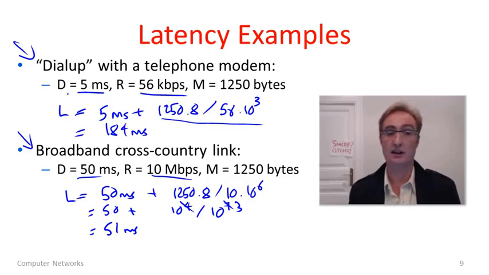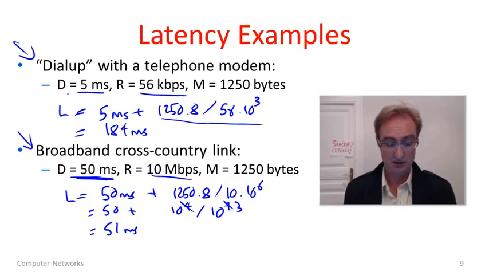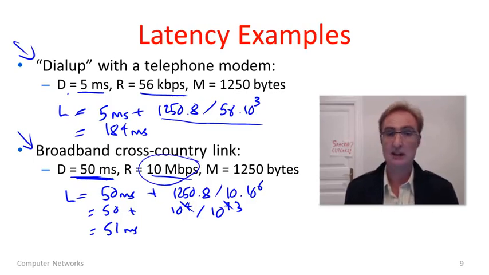Okay, interesting. So in this example, nearly all of the delay is coming from the propagation delay to send the message across the country. The transmission delay component is almost nothing because we have a reasonable speed.